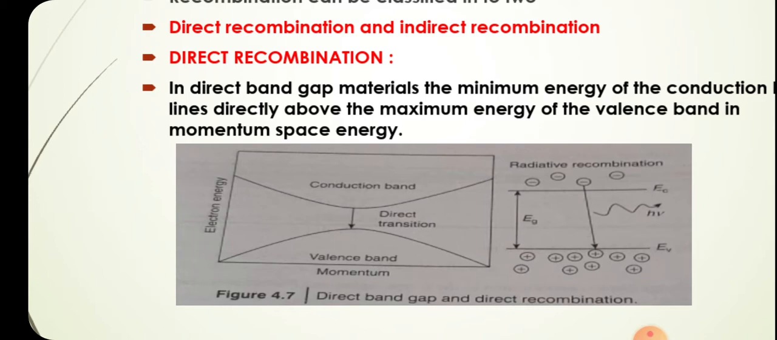Here you can see that the valence band is drawn at the lower side. You know that the energy of the valence band is lesser compared to the energy of the conduction band, and so these two bands are shown here.